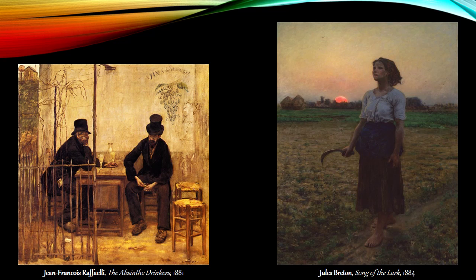The first was naturalism, a careful detailing of urban or rural life. Naturalism tended to be either socially conscious, such as Jean-François Raphael's 1881 work, The Absinthe Drinkers, or life-affirming, such as with Jules Breton's 1884 painting, Song of the Lark. Breton's work perhaps helps us see the world as dawning on a new day, a fresh start in life after the war, whereas Raphael's work reminds us that not everyone rises to such a hopeful dawn.